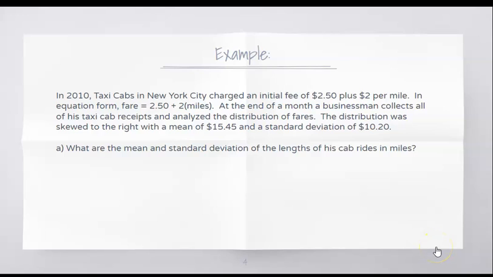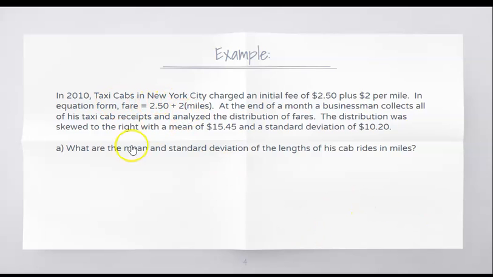In 2010, taxicabs in New York charged an initial fee of $2.50 plus $2 per mile. In equation form, fare equals $2.50 plus 2 times the miles. At the end of the month, a businessman collects all of his taxicab receipts and analyzes the distribution of fares. The distribution was skewed to the right with a mean of 15.45 and a standard deviation of 10.2. What are the mean and the standard deviation of the lengths of his cab rides in miles? So we're not talking about how much he paid, but what the standard deviation of miles is.